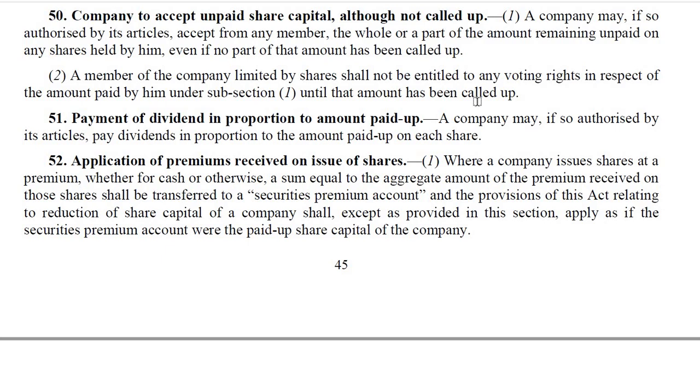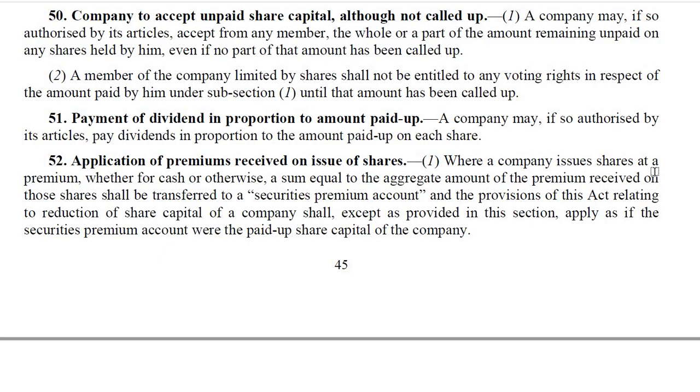According to section 51, a company may, if so authorized by its articles, pay dividend in proportion to the amount paid up on each share. Application of premiums received on issue of shares.